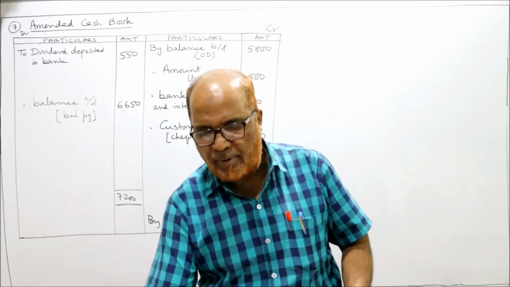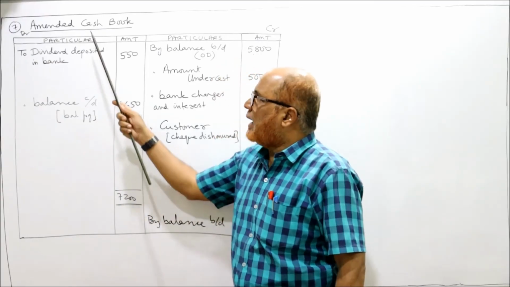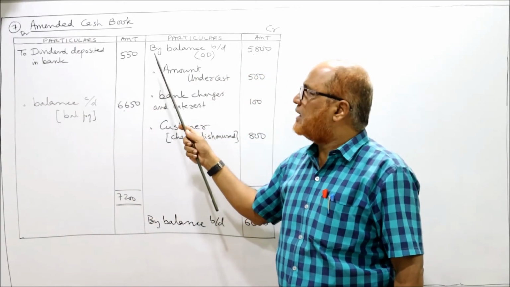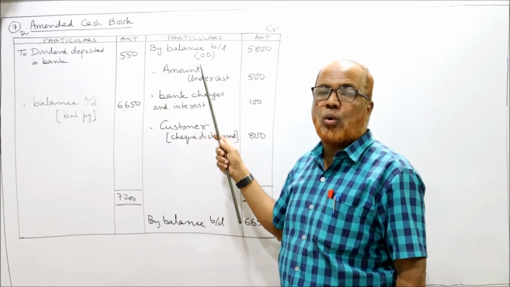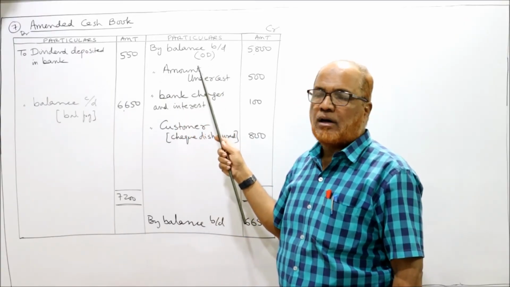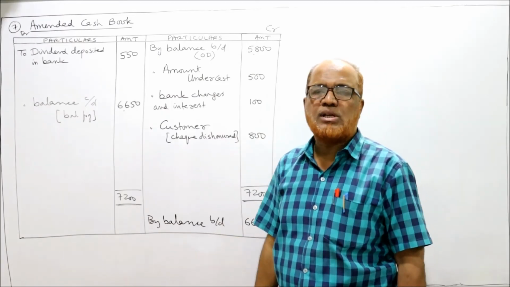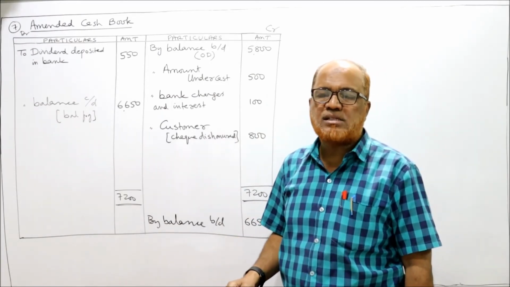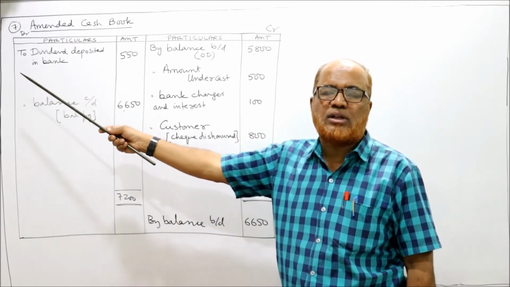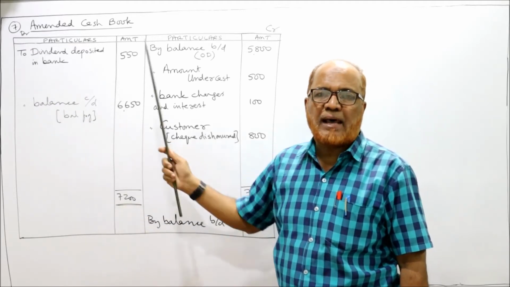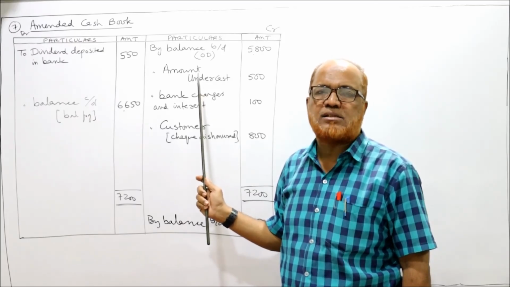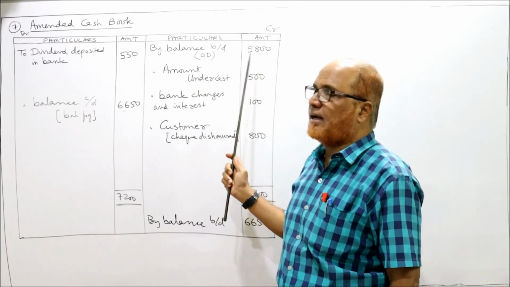So how to make this amended cash book? See here, amended cash book. We have opened a cash account. On the credit side I have taken by balance brought down, overdraft, OD. How much is the OD given? 5,800 is the overdraft as per the cash book. If it is a favorable balance, we would have taken it on the debit side. Overdraft balance will be taken on the credit side. So the cash book shows a credit balance, overdraft, 5,800.